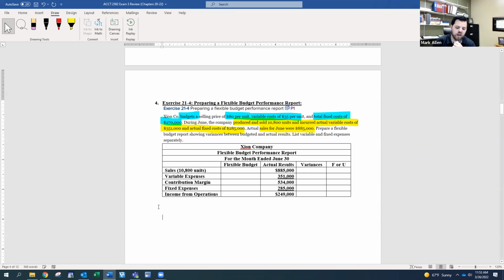Now, for the flexible budget stuff, what we want to do is I'm just going to set up a section down here in my notes called computations for flexible budget information.